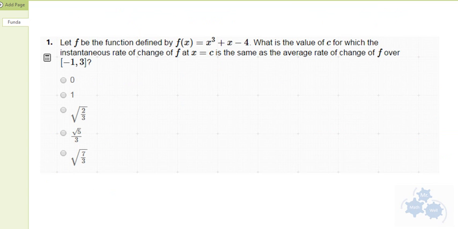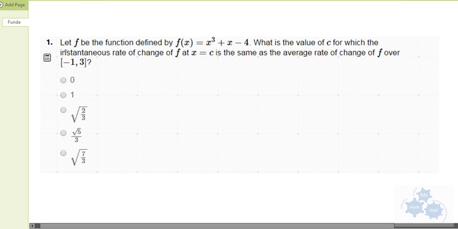Okay, so if we take a look at this question, which I've had a chance to copy down here, it says this: let f be the function defined by f of x equals x cubed plus x minus 4. What is the value of c for which the instantaneous rate of change, and we see that right away, we're thinking f prime of x, right? For the instantaneous rate of change of f at x equals c, so we're trying to find the x value, or which equals c, that has the same as the average rate of change of f over this interval.